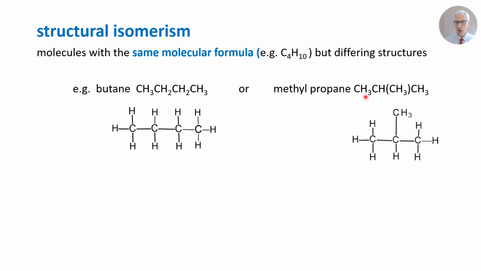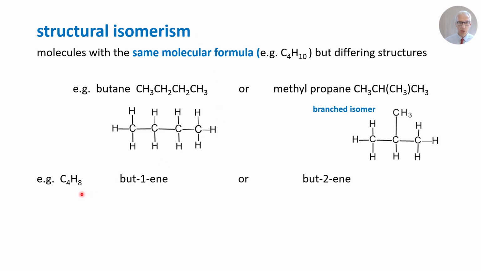So we would write the structural formula in this way, CH3, CH bracket CH3 for the side group, CH3. We would refer to methylpropane as the branched isomer and butane as the straight chain isomer. So branched isomer in that we have a chain of carbons and then off to the side we have another carbon or carbon chain. So that's an example of structural isomerism.